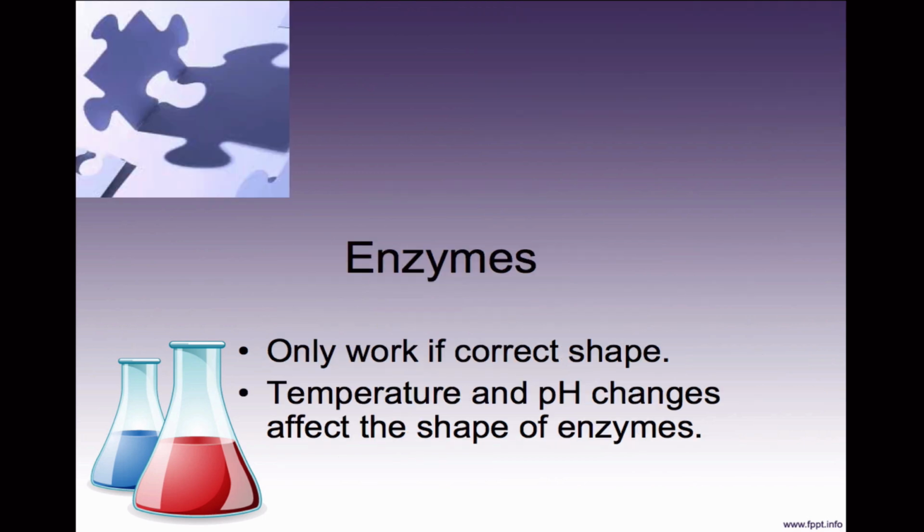One of the things about enzymes that's really important is that an enzyme will only work if it's the correct shape. So it is definitely like a puzzle piece. It has to have the correct shape for the substrate to fit into. And we know that temperature and pH changes can affect the shape of enzymes. Once that shape is affected, it makes it unable to do its job.